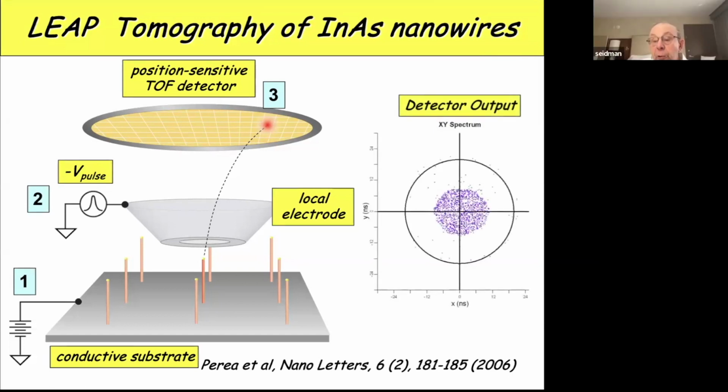And here you see what you see. This is the screen over here, and it corresponds to the position of a detected atom. This is an XY spectrum. This is just in 2 dimensions, but each spot here corresponds to one detected atom.